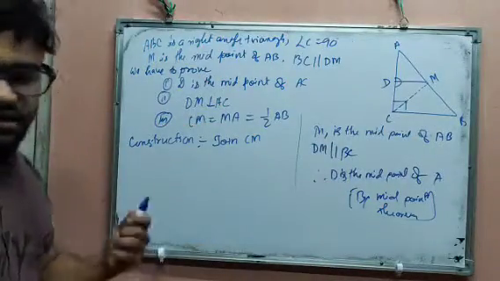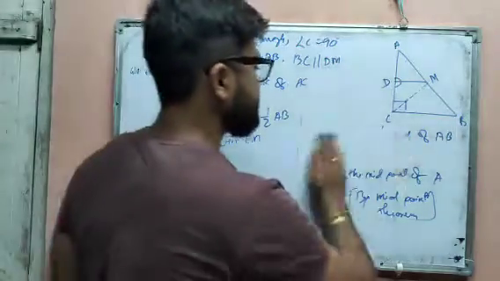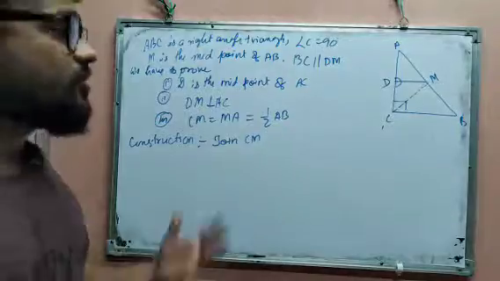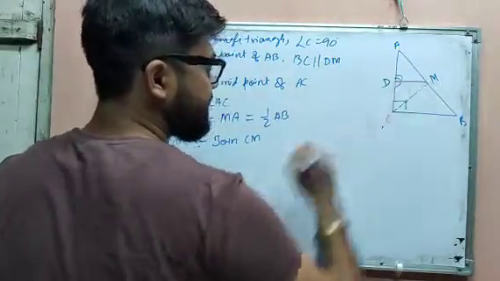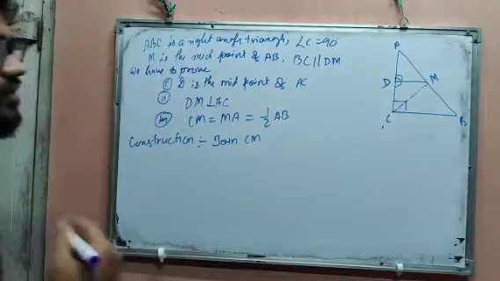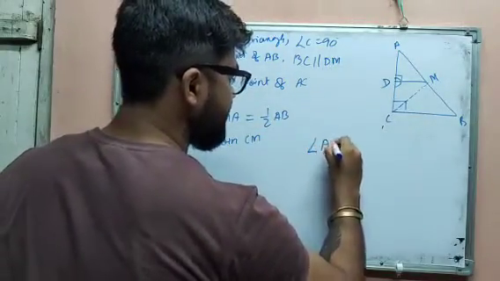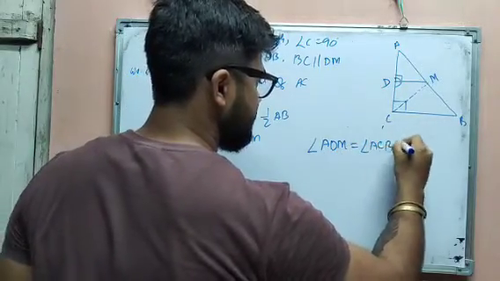Okay. Next, we are asked to prove that DM is perpendicular to AC. This time we are asked to prove DM perpendicular to AC. So to prove that, what we have to do, see, here it is DM perpendicular to AC we have to prove. So clearly we can see that angle ADM equals angle ACB.